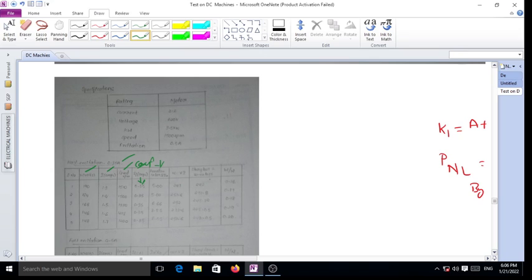So the stray losses we find will be the W by N value. W by N is equal to K1 plus K2 N, where W is the no load power loss. So we are finding the W by N value. If the W by N value is known, we can find the constants.